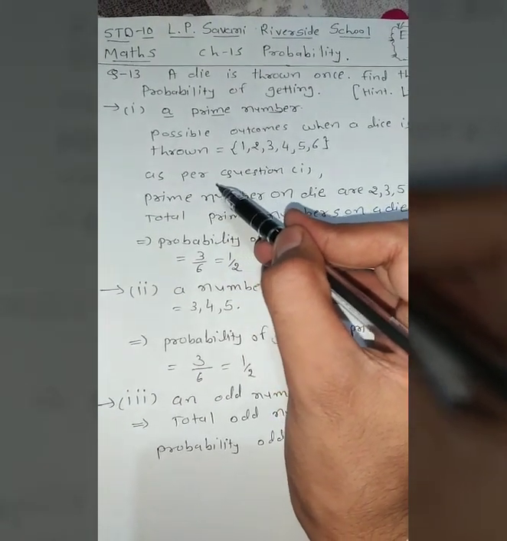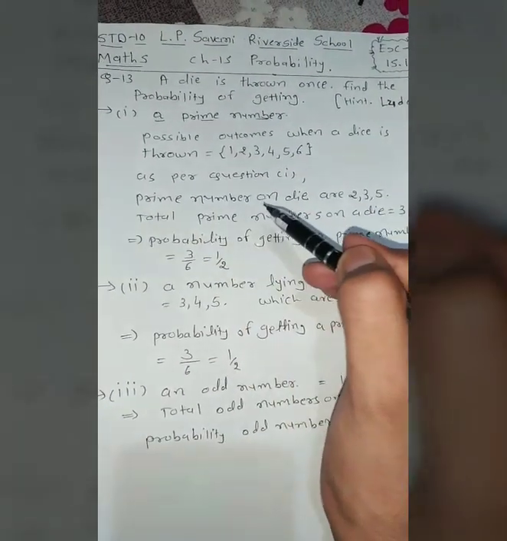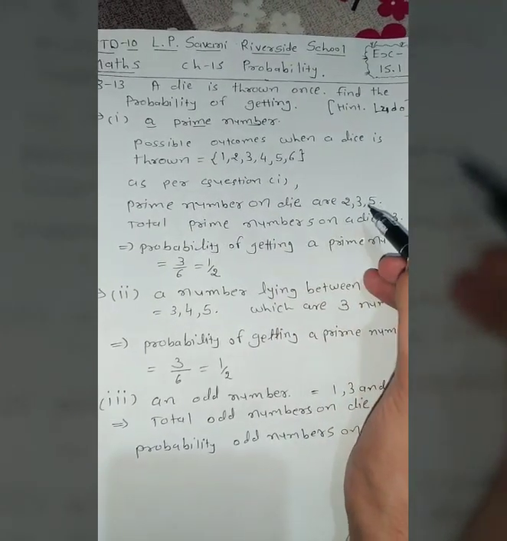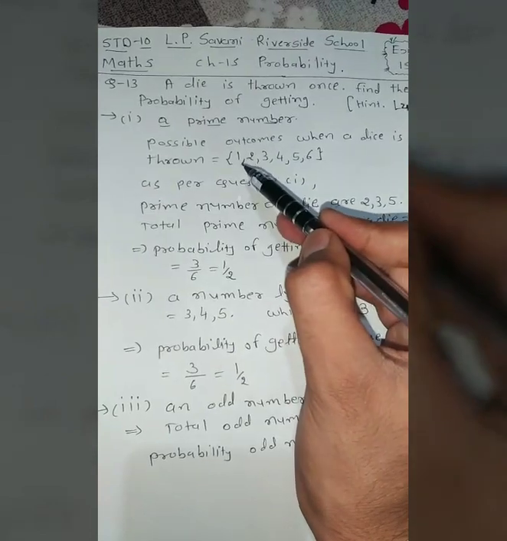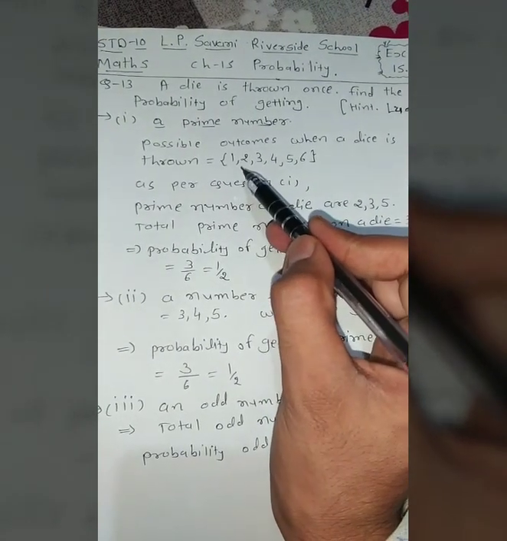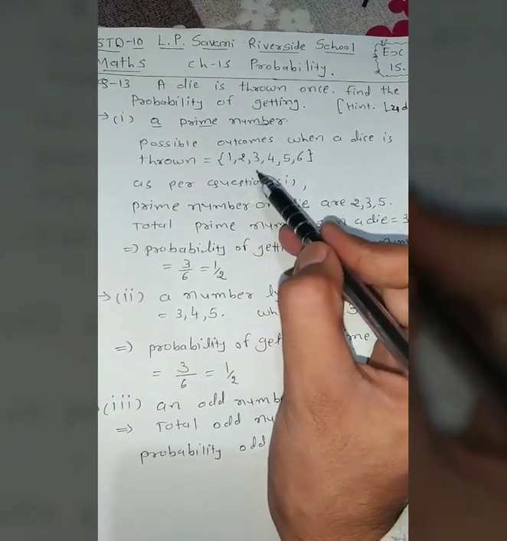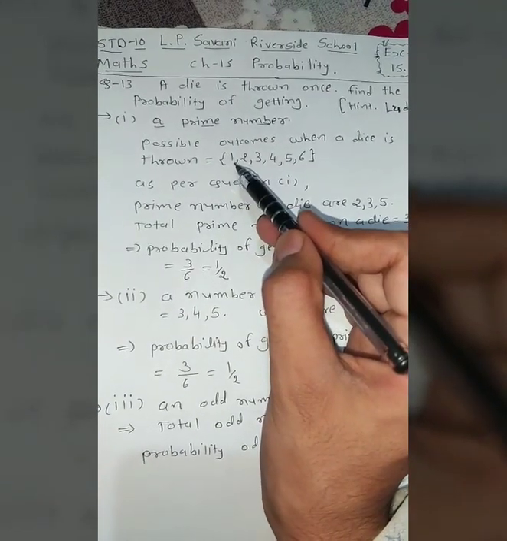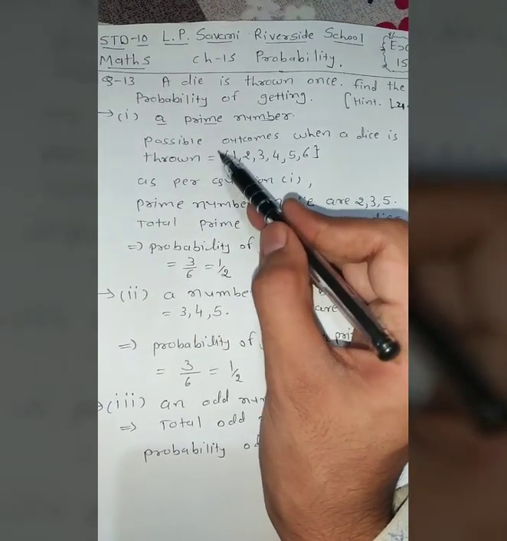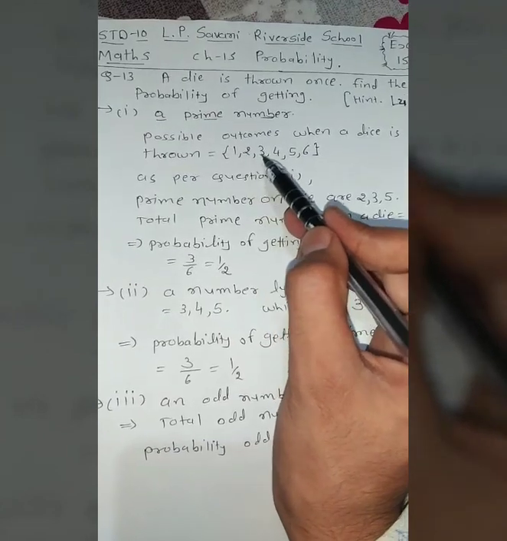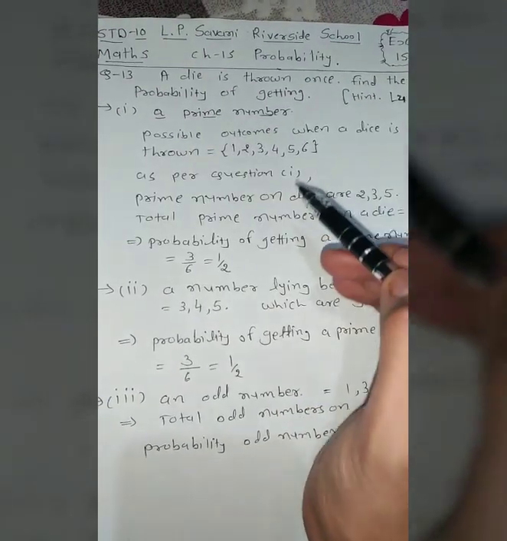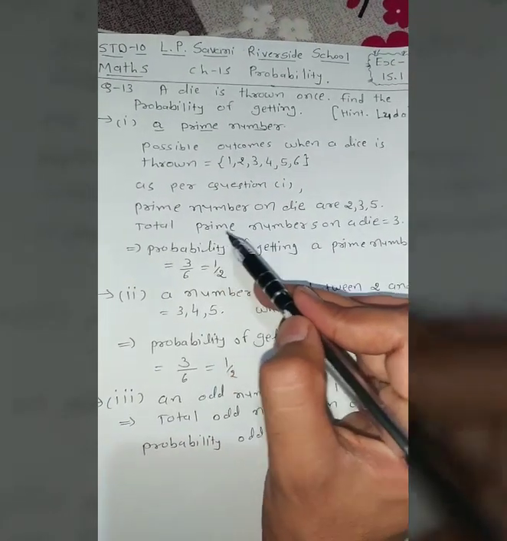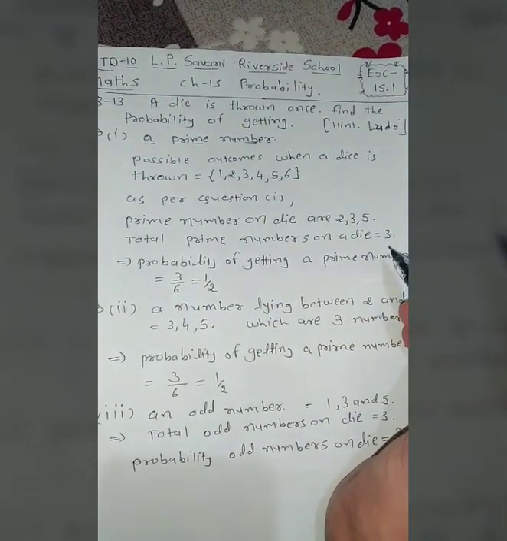As per question number 1, prime numbers on a die are 2, 3 and 5. We all know about prime numbers. What are the prime numbers on the die? There are 2, 3 and 5. 1 is not a prime number. Only 2, 3 and 5, those 3 are prime numbers between 1 to 6. So the total number of prime numbers on the die is 3.